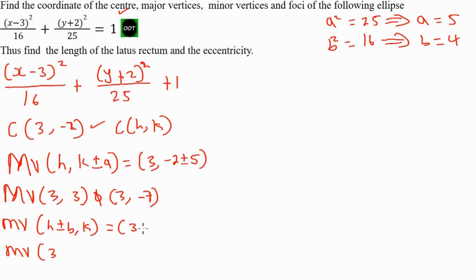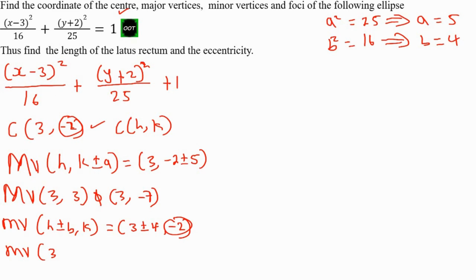So that will be minus 2. Okay, plus or minus 4. Then comma, the value of k is what? Minus 2. Okay, hope you're not lost yet. So this is h plus or minus b. So b is 4, and we have it right here. Then the minus 2 is this one, the value of k.